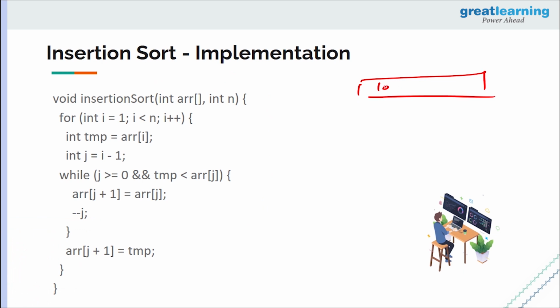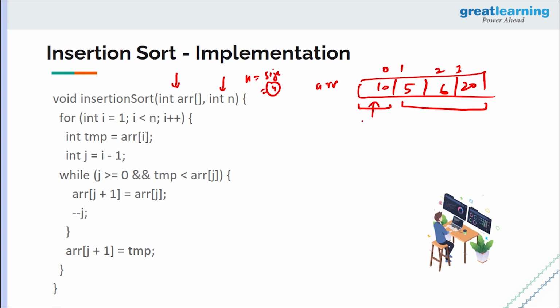Let's take a simple example, that is 10, 5, 6, and 20. In this we have these indexes. Now this is the name of the array, that is ARR, we have passed in this function. Now what is this n? This is nothing but the size of this array, which is 4. Now we have already seen the algorithm wherein we always talked about two portions, that is the sorted part and the unsorted part. Now we know that the first element is sorted in itself, and this is our unsorted part. So that is for the same reason we are starting our iteration from 1, that is this index.